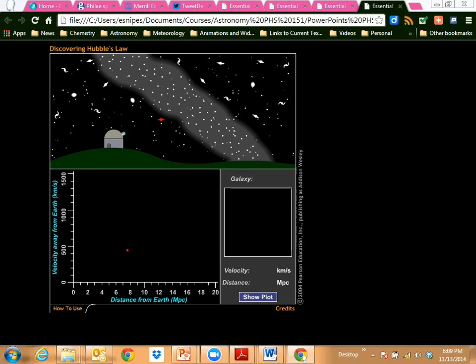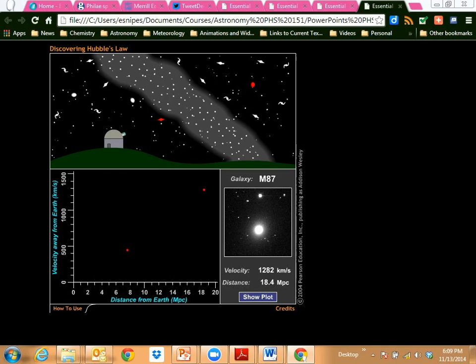Oh, okay, let's pick a different one. Guess it didn't like that because it went ahead and put the dot on there. So let's pick another dot. This one kind of looks like an elliptical galaxy up there. So it's Messier Object 87. So we're putting another dot here.